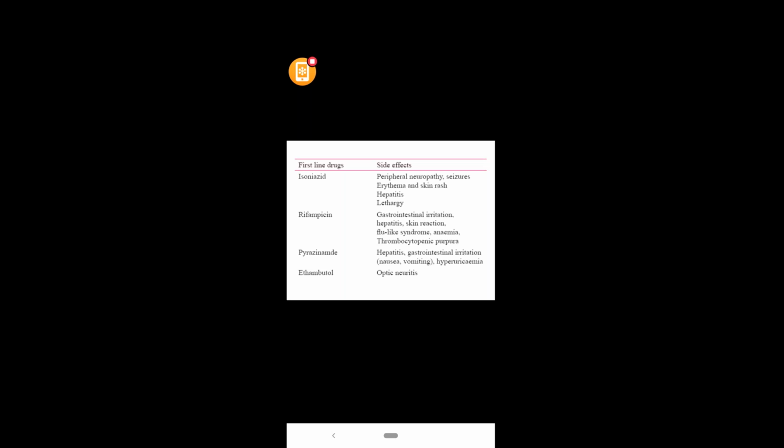or RNA strands. Coming to the side effects of these drugs, with isoniazid treatment we'll have peripheral neuropathy, seizures can be seen, and hepatitis and lethargy will be seen. Rifampicin mostly affects the gastrointestinal system, and hepatitis will be seen. With pyrazinamide, the side effects are hepatitis, gastrointestinal irritation, and hyperuricemia. And for ethambutol, the side effect is optic neuritis.